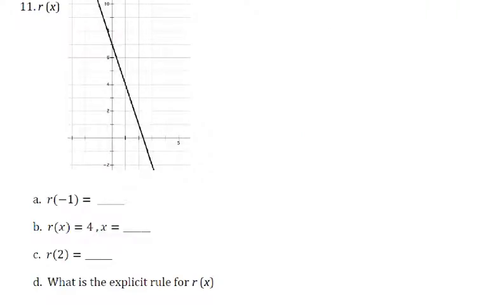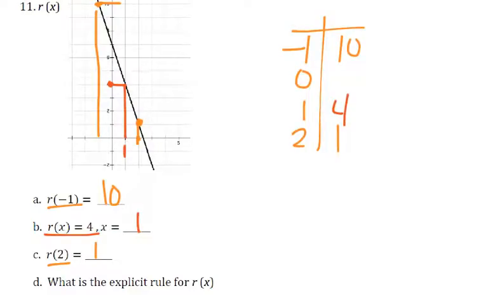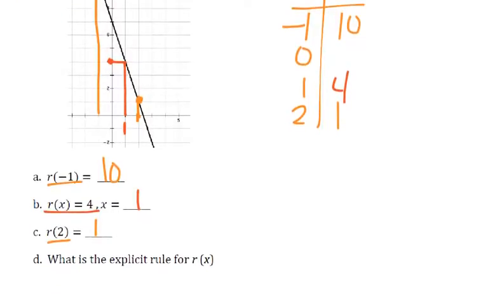Okay, now we're looking at r of x, same idea. R of negative 1, so we go to negative 1 up to where our graph is, and the y value is 10, so it's 10. R of 2, we go to 2, go up, r of 2 is 1. So at 2 we are at 1 here, at negative 1 we were at 10. Now we want r of x equals 4, so our output is 4, we go to our graph, and our input is 1. So at 1, we're at 4.